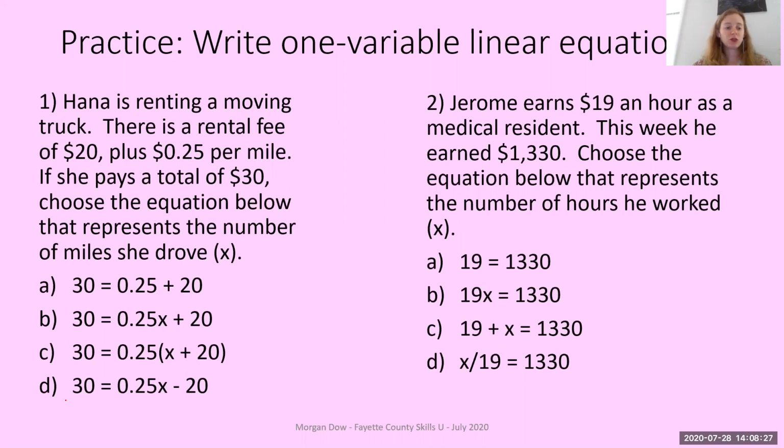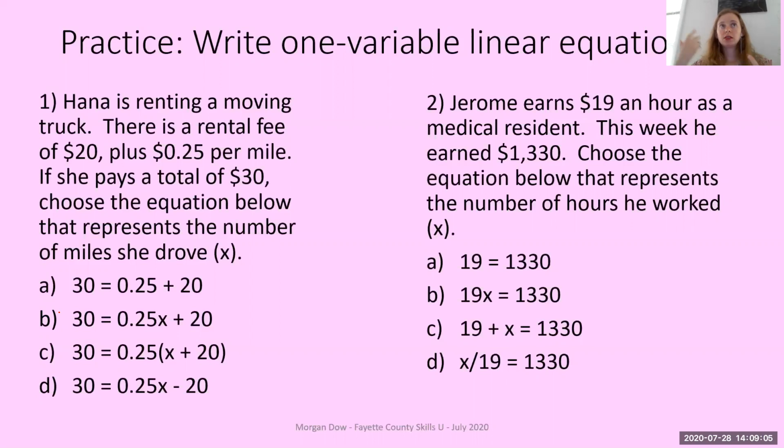We look at all of the answer choices here. Each of them follows a similar pattern where the total is on one side of the equal sign, and then it's up to us to choose the correct components that go on the other side. So let's think about what goes into that total amount that she has to pay. She definitely has to pay the rental fee, right? So we know that that $20 has to be there. And then she's also going to have to pay 25 cents per mile.